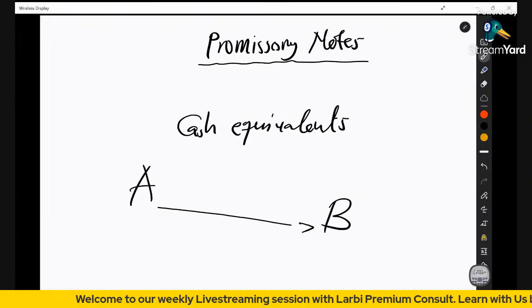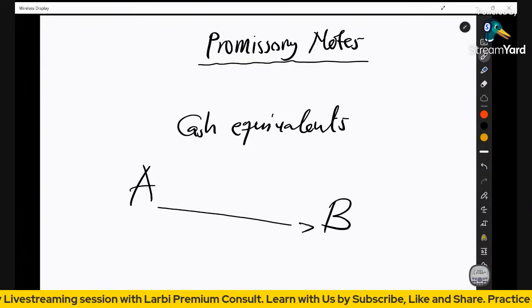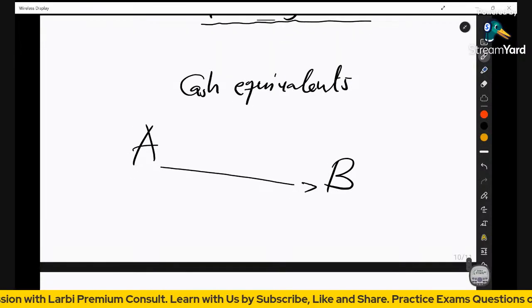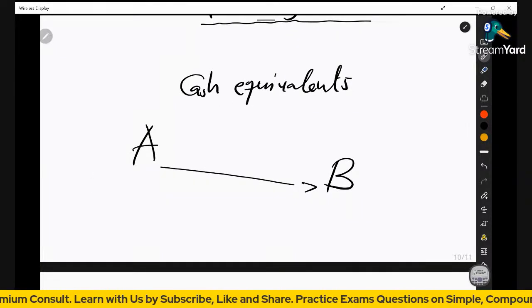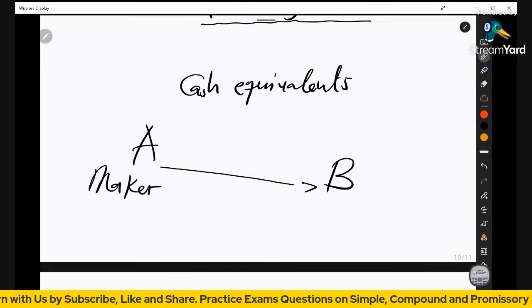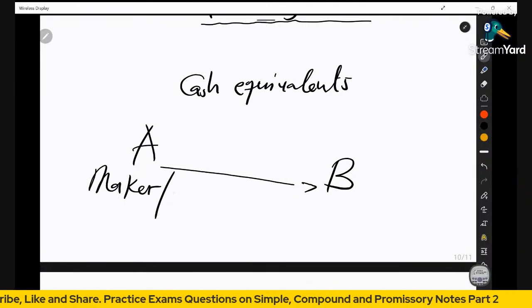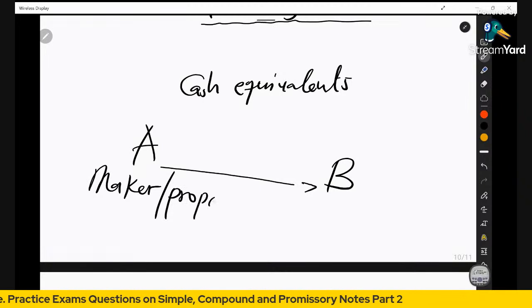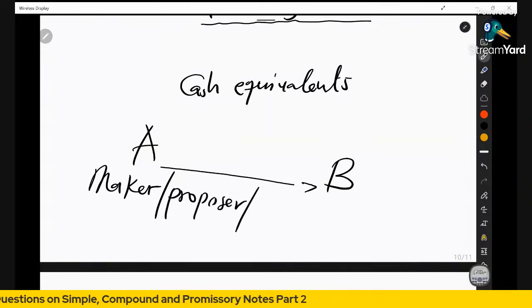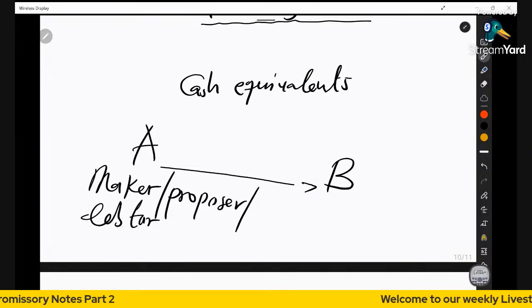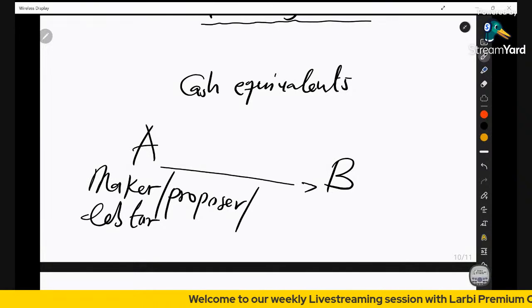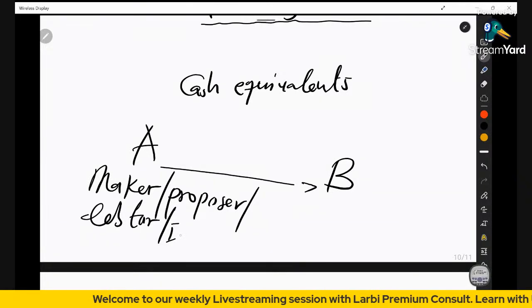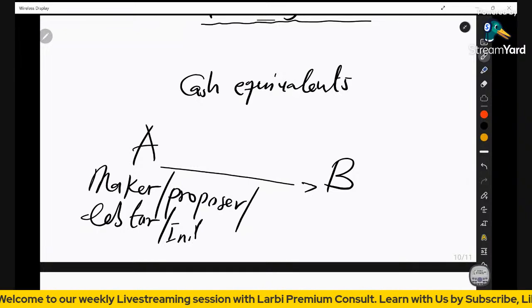So the one who actually proposed or drew the promissory note, we call that person the maker of the note. Or we can call the person the proposer of the note, or the debtor of the note. So you may have these alternative names, or even the initiator of the note.